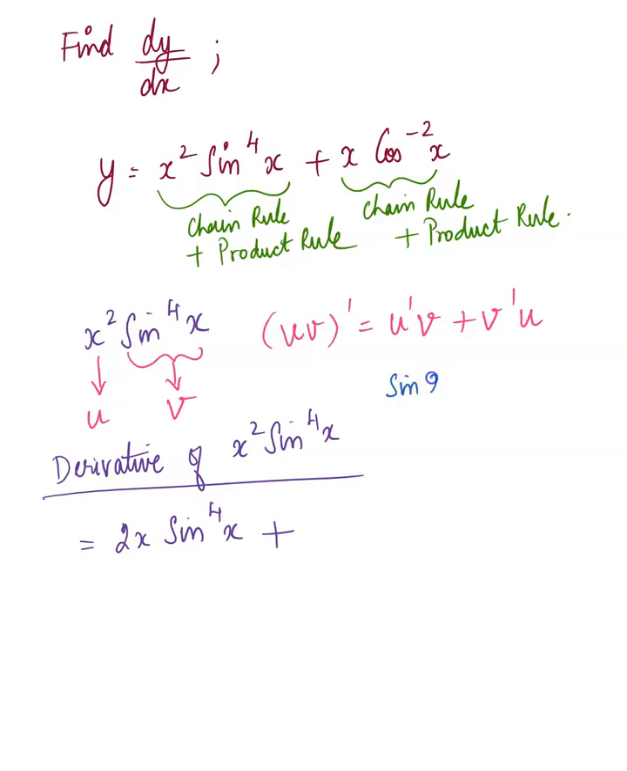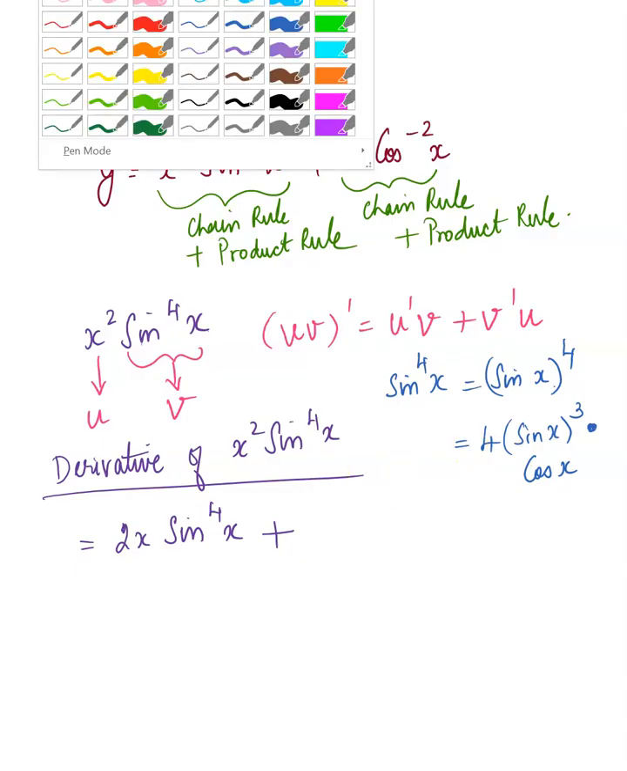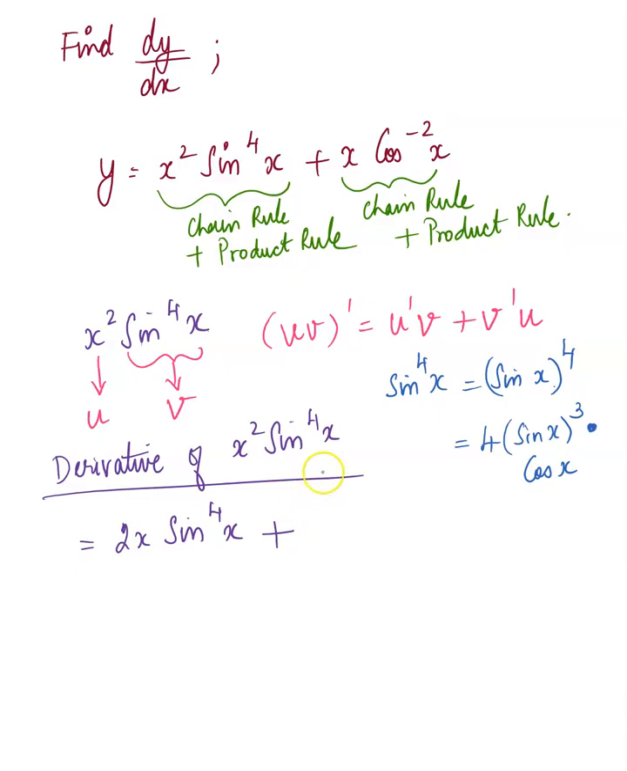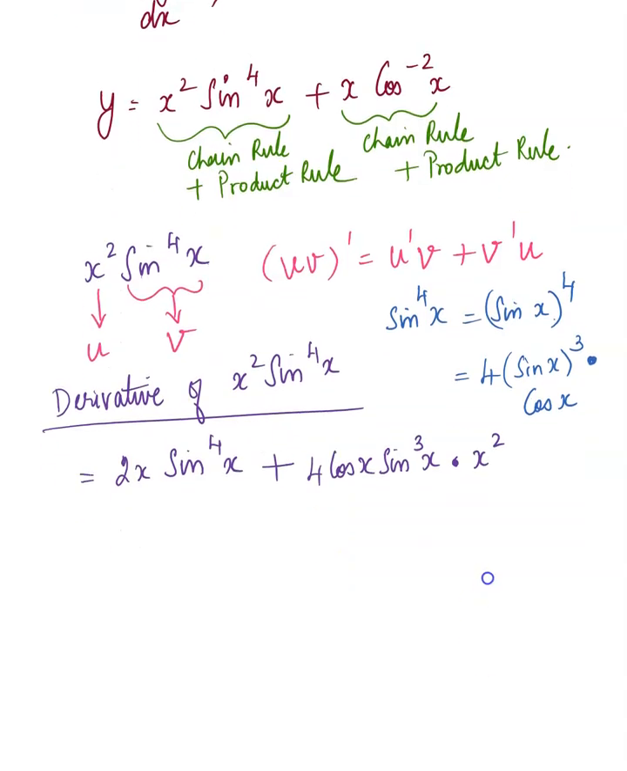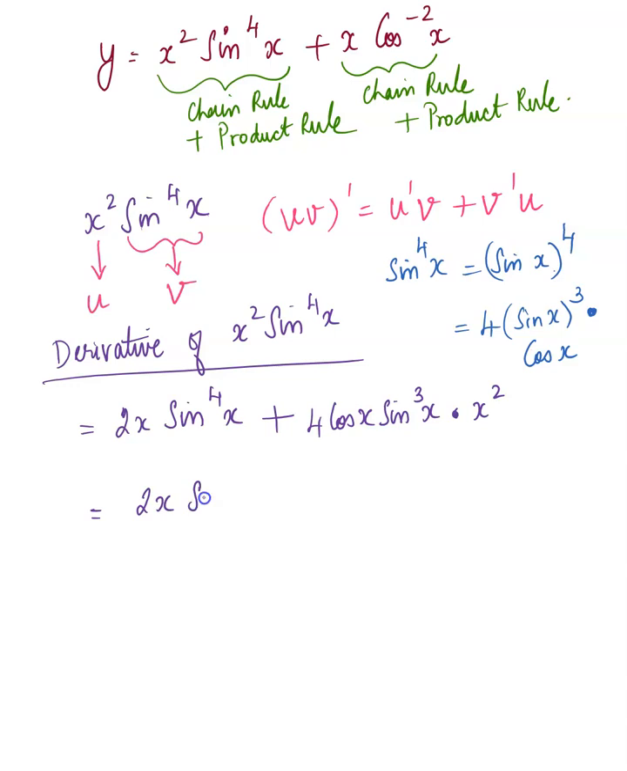So sine power 4x is the same as sine x power 4. So the chain rule says do the derivative of the outside times the derivative of the inside. Derivative of sine x is cosine x. And so that's what I'm going to bring in here back into my step. And I'll say, okay, that will be v prime. So 4 cosine x sine cubed x, right? V prime u. U is x squared. So that is my derivative of x squared sine power 4x. Let's clean that up a little bit. 4x squared. We want to bring the x squared to the front so that we have cosine x sine cubed x.